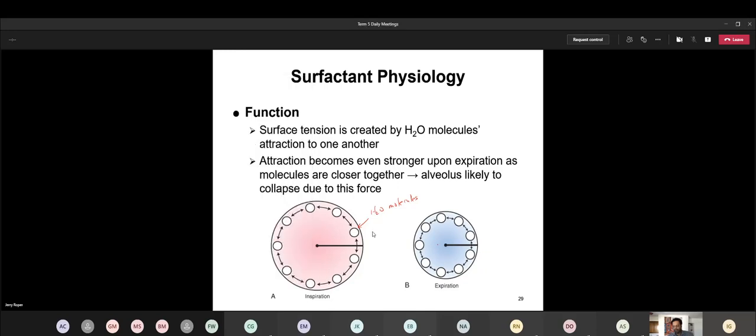As the size of the alveolus gets smaller, the water molecules get a chance to get closer to each other again. And then there goes that really strong attraction, and they're pulling toward each other. So in the midst of that, they're making it hard for the alveolus to re-expand again.